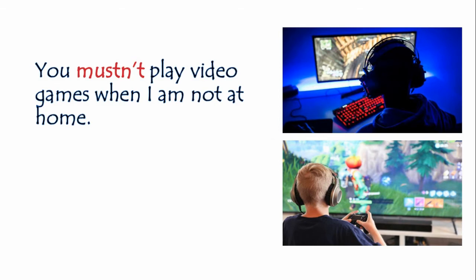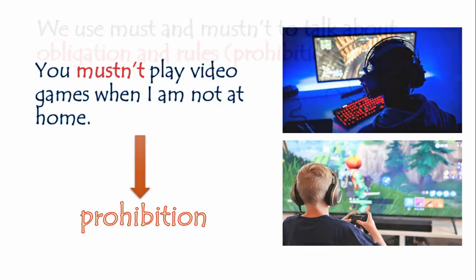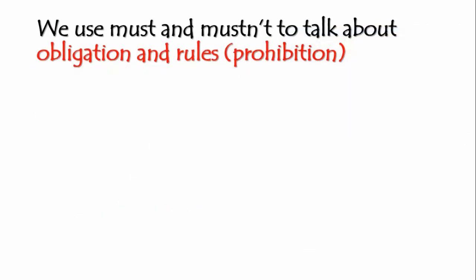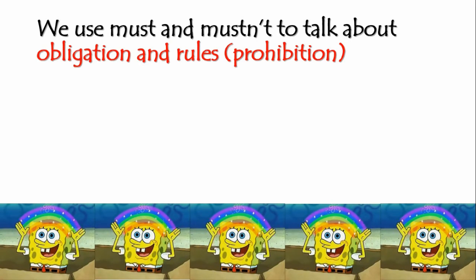You mustn't play video games when I am not at home. As you can see, it's a rule that he must follow. That's why mustn't is expressing prohibition. So, we use must and mustn't to talk about obligations and rules or prohibition. Let's see these last examples, right?